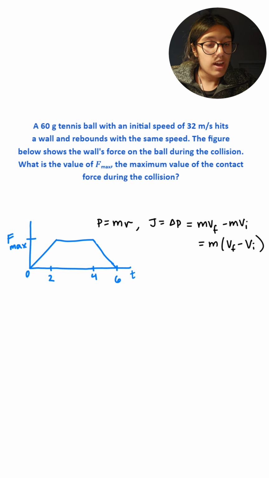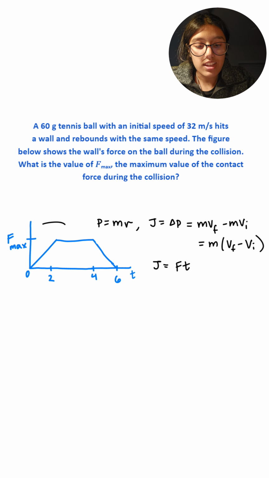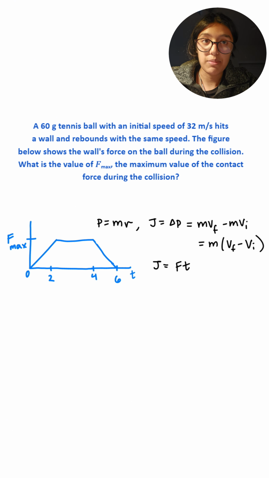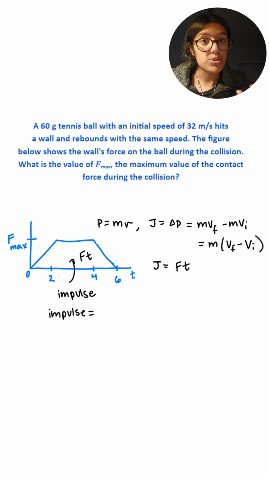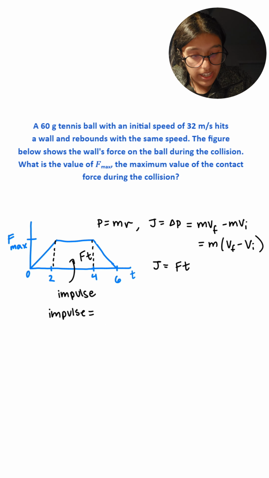And now another thing I do want to note is that the other formula for finding impulse is force times time. And the funny thing is that the graph we are given over here is also a force time graph. In other words, the area of this is equal to the impulse. So I'm just going to find the area of this, dividing it into two triangles and one rectangle.